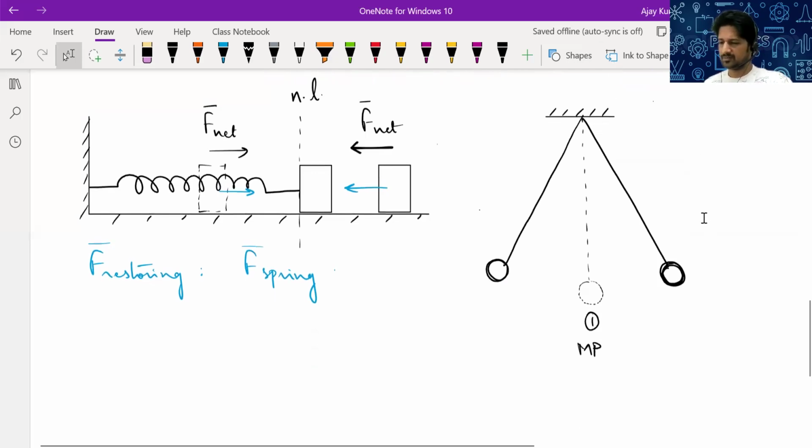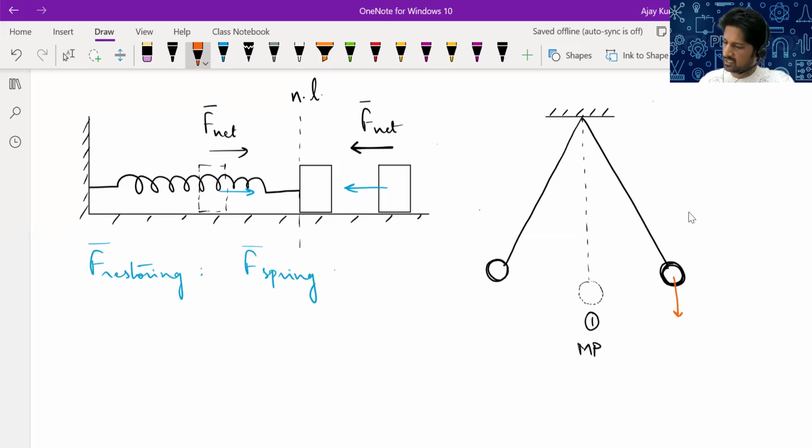What force brings or tries to bring the pendulum back to its mean position? Yusuf, what do you think? So is it gravitation? Good. It is gravity. See, gravity actually acts in the vertically downward direction, but it will have a component along this path. That component of gravity is what behaves as the restoring force. So in this case, it is the gravity component.